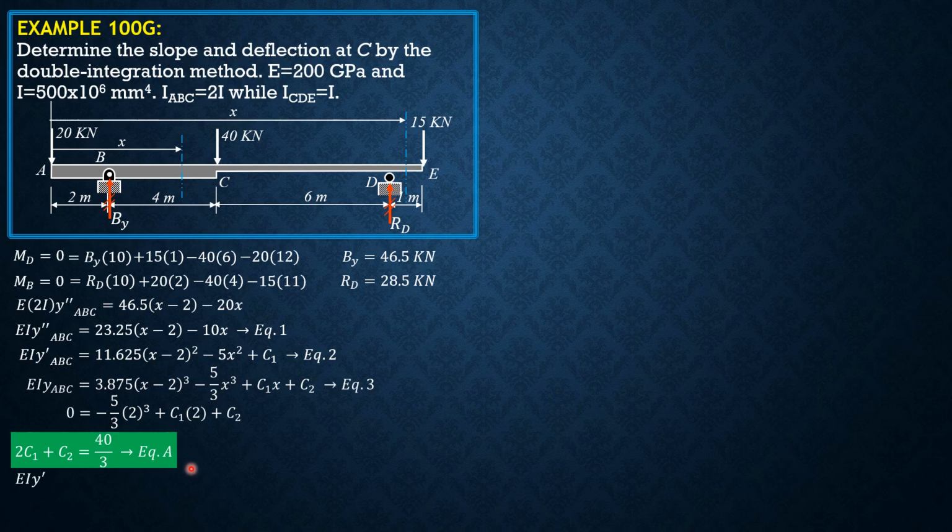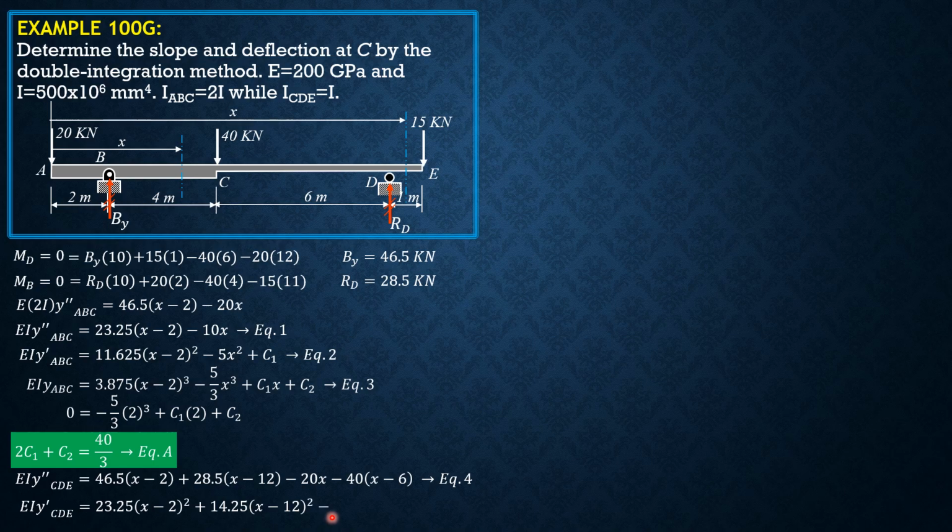So EI y double prime CDE is equal to By 46.5 times quantity x minus 2 plus Rd 28.5. This distance is x minus 12 because 2 plus 4 plus 6 is 12, so x minus 12 moment arm. Then minus 20 times x minus 40 times quantity x minus 6. So call that equation 4. Integrating, EI y prime CDE is equal to 23.25 x minus 2 square plus 14.25 x minus 12 square minus 10x squared minus 20 x minus 6 quantity square plus c sub 3.